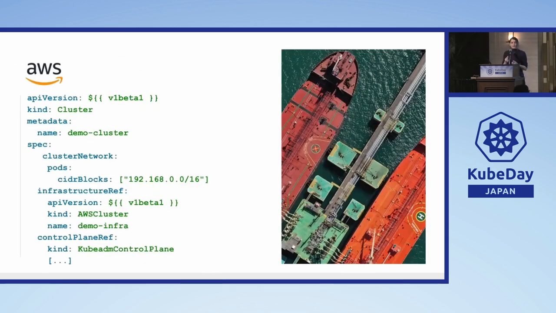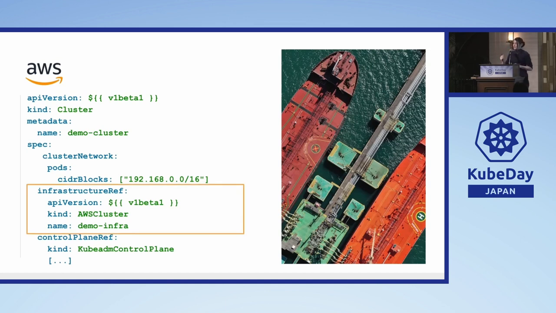And to provide more of a visual aid of how exactly a cluster resource looks, here I have a cluster resource for AWS, and I'm going to showcase it for GCP and Tinkerbell as well. What I have here is a cluster resource with the name demo cluster in the v1beta1 endpoint. In the spec section, I'm choosing a /16 for our pods. And towards the end, you can see that we have a control plane reference attached to it. This is going to be by default with every single cluster resource.